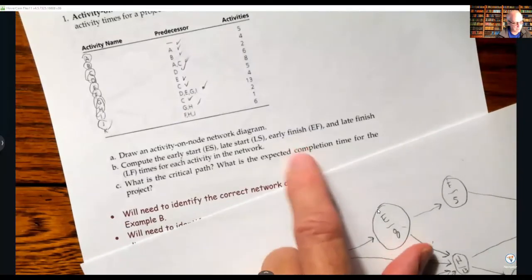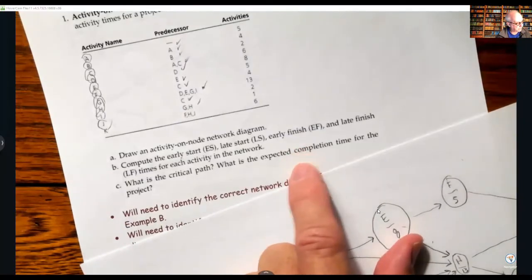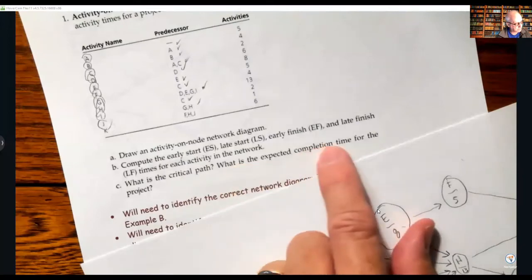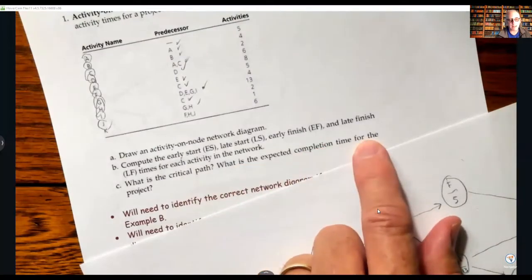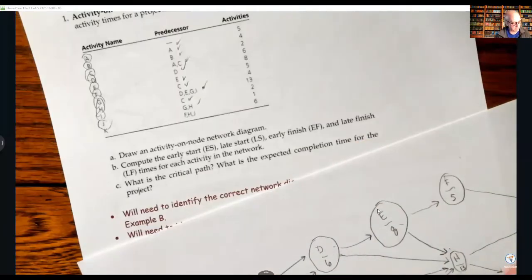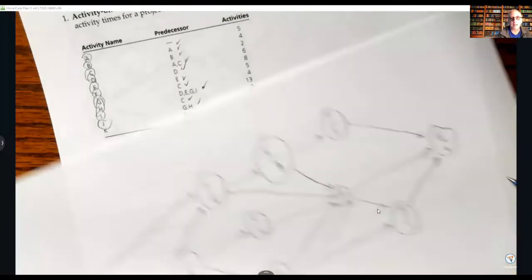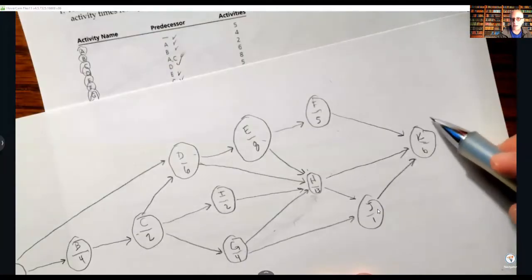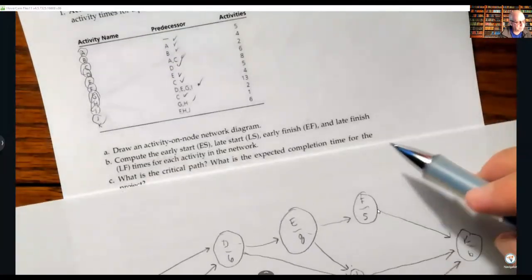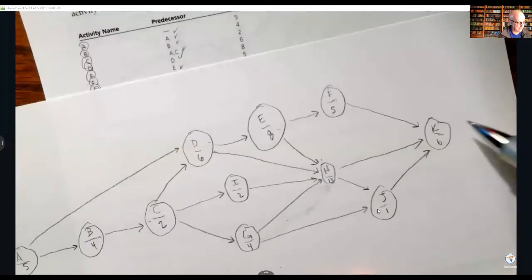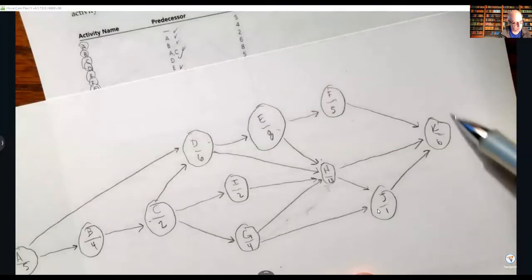I want to point something out, though, that I didn't point out last time. It says, what is the expected completion time for the project, like on the last one? The completion time is whatever time is right here at the end, okay? That's the expected completion time, the number that is right there or there. They're both the same number.